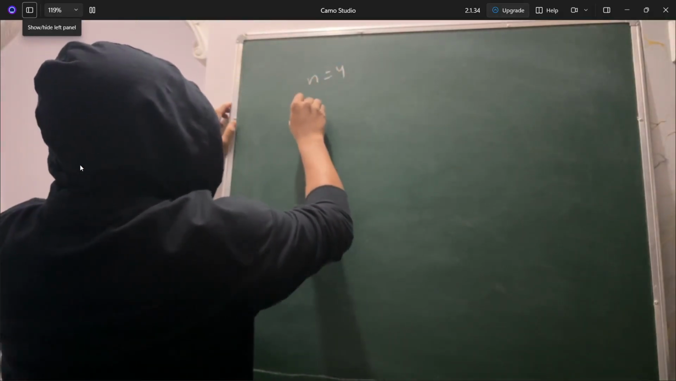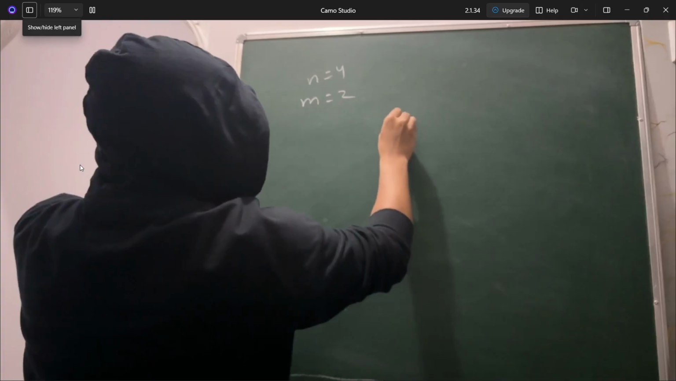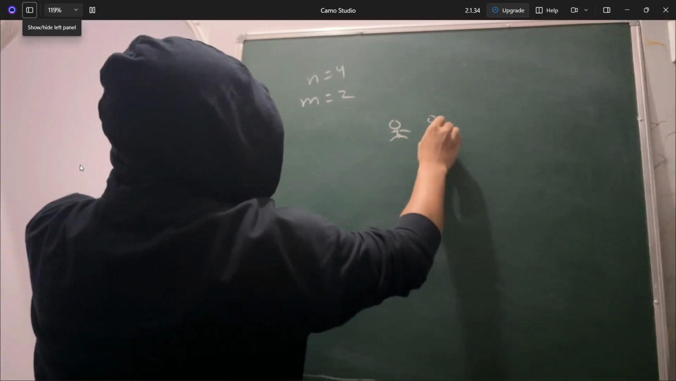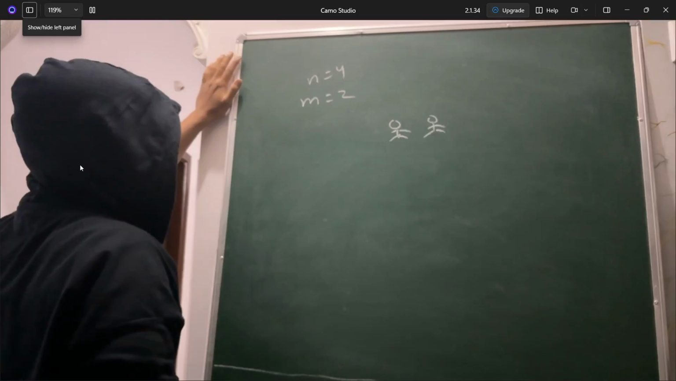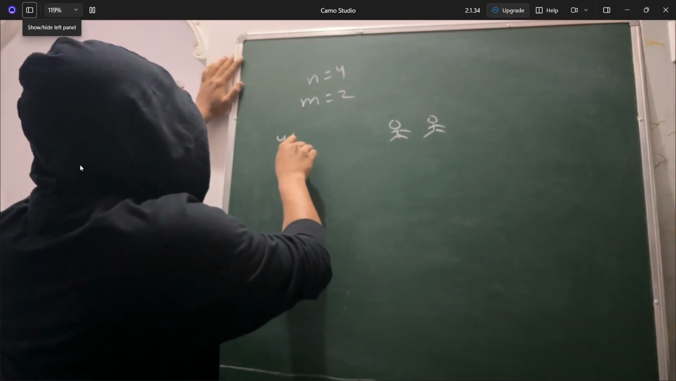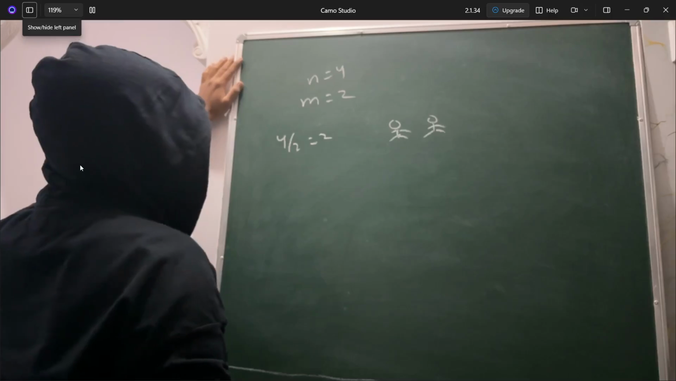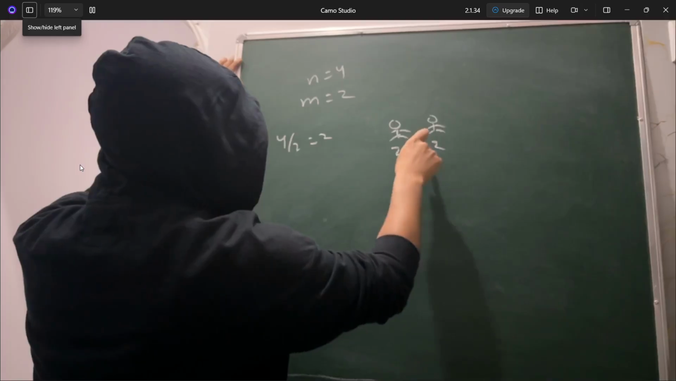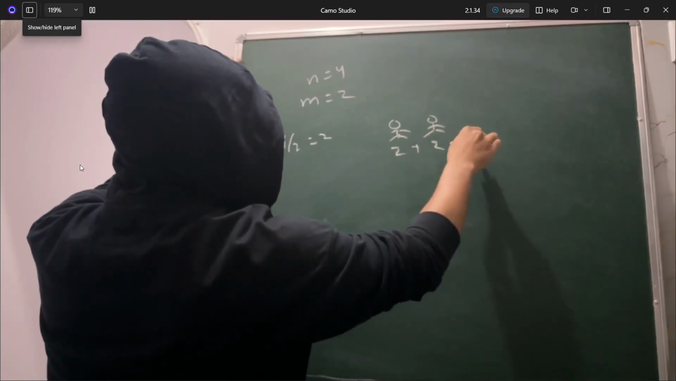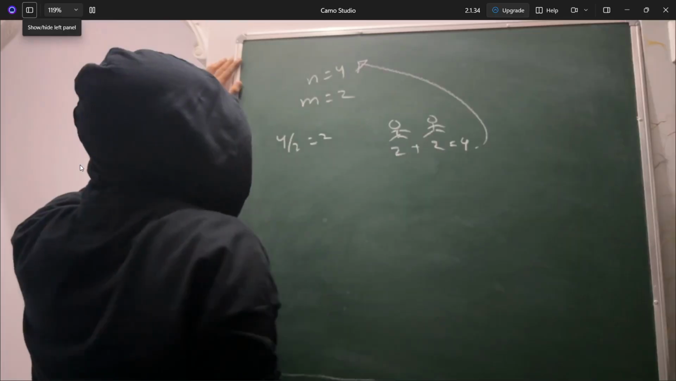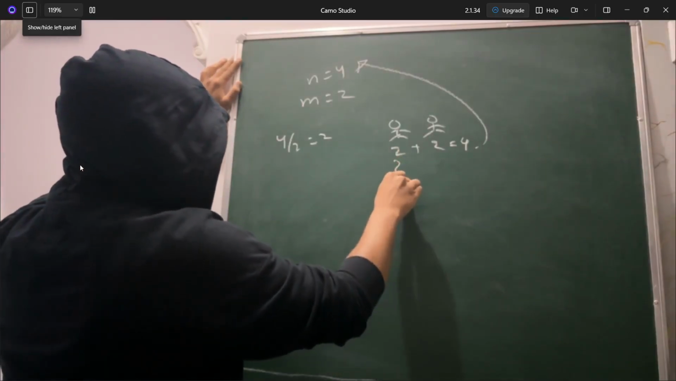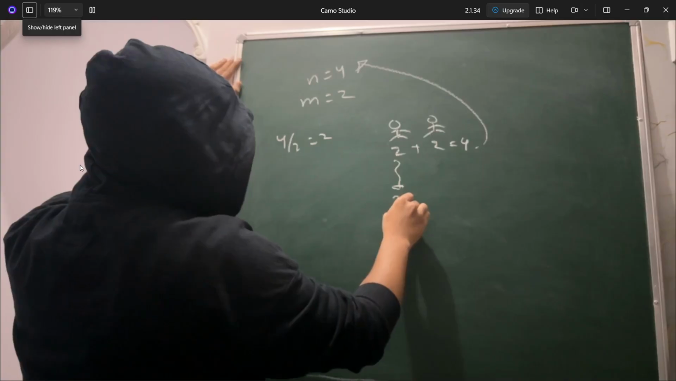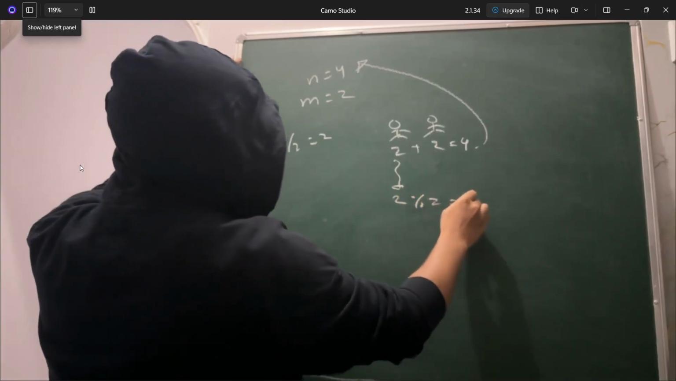N is 4, m is 2. So Chef has 2 friends and he has 4 candies. If you do 4 by 2, that gives us 2, so you'll have to give 2 candies to each person. That is equal distribution, and if you add up, it is 4, which is equal to n. And if you try to take this 2, which is an even number, modulo 2, this will give us 0.